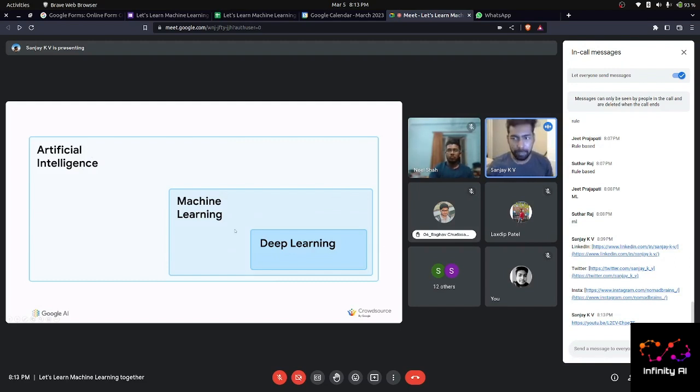Can anyone tell? Maybe you can unmute your mic and tell me quickly what could be the difference between these three: AI, ML, and deep learning. You can just try it, if someone wanted to convey anything. Let's see somebody smart in the team talk about it.